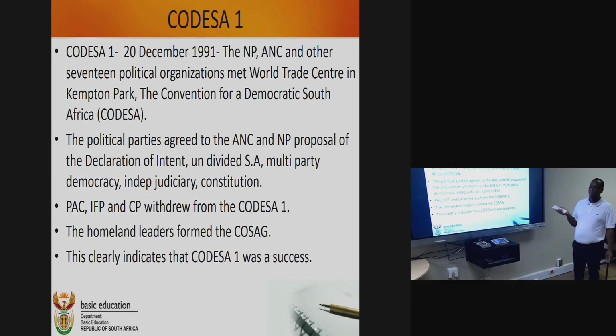Now, if you proceed to CODESA I, who were in this meeting, then you must tell us it is not now only the National Party and the ANC. It's the ANC, the National Party, and the other 17 political parties. Was this CODESA I a success or a failure? It was a success because working committees were appointed and the political parties agreed and signed the record of intent or the declaration of intent. They agreed on an independent judiciary, on multi-party democracy, as well as the new constitution. However, there are other parties that withdrew from CODESA I, like the IFP, the Conservative Party, as well as the PAC.